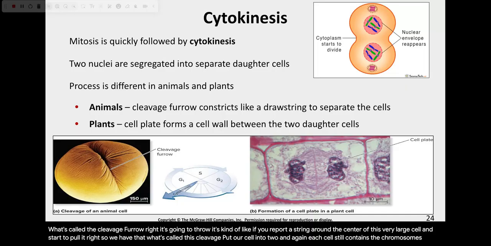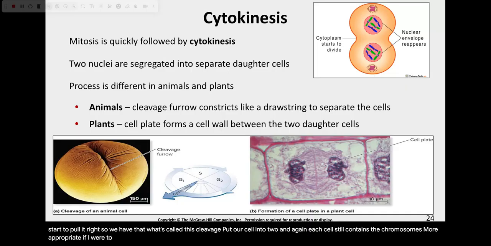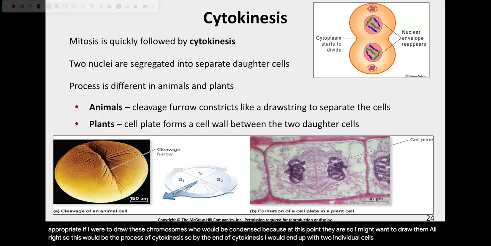Actually, it would be more appropriate if I were to draw these chromosomes totally decondensed, because at this point they are. So I might want to draw them more spread out. All right, so this would be the process of cytokinesis. So by the end of cytokinesis, I would end up with 2 individual cells. They would each be on their own.